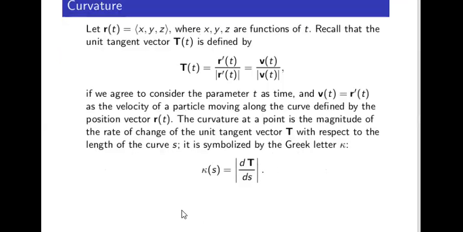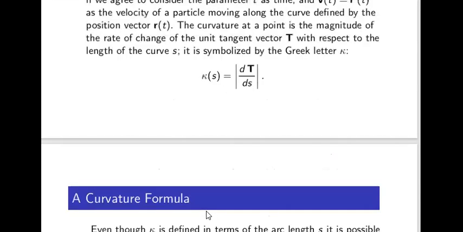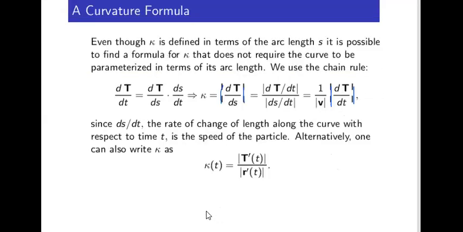So this is the fundamental definition of the curvature: the rate of change of the unit tangent vector along the path. You have to take the magnitude of this, and this is a scalar. The rate of change of the unit tangent vector along the path is given by the curvature of the path, right?